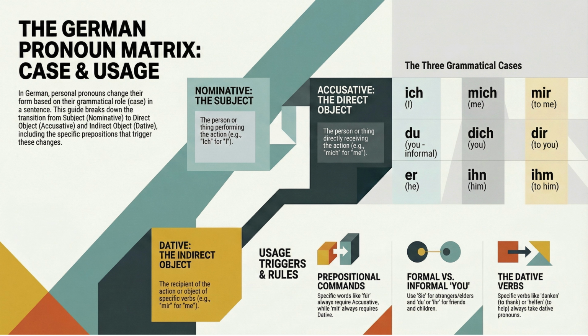Accusative. This is the direct object case. It tells us whom or what is directly receiving the action. Examples: mich, dich, ihn, sie, es, uns, euch. Dative. This is the indirect object case. It shows to whom or for whom something is done. Examples: mir, dir, ihm, ihr, uns, euch, ihnen.